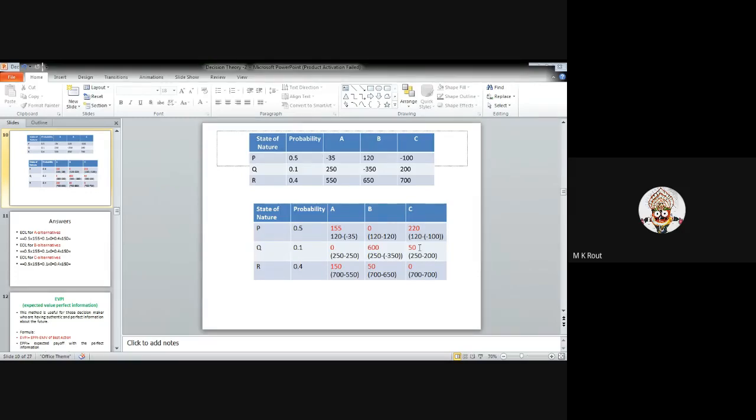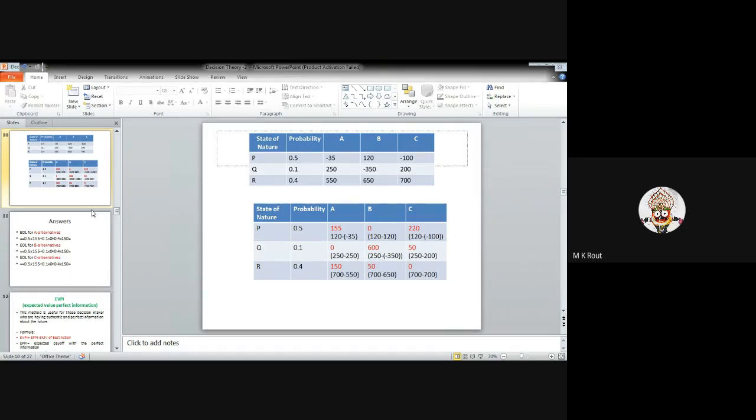So 700 should be subtracted from the other elements in the pair matrix. That is 700 minus 550, that equals 150. Similarly, the second one, 700 minus 650, that equals 50. And the last one, 700 minus 700, that equals 0. So in calculating the expected opportunity cost, you have to choose the best opportunity for calculating each alternative.